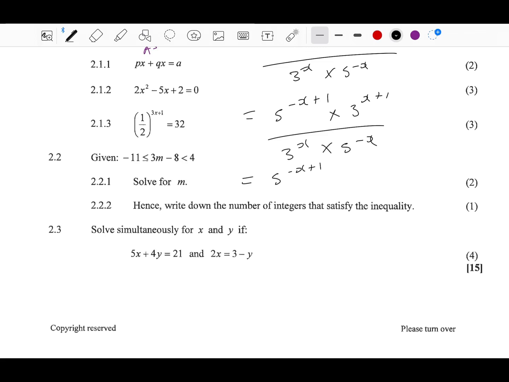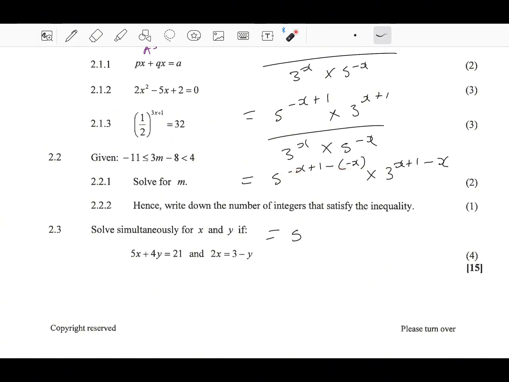Bases are the same, right? So you're looking at bases are the same, 5. So you subtract the exponents. So you're going to have negative x plus 1 minus negative x. You subtract the exponent, so it's already negative x, but don't forget that, so minus negative x. And then times 3, bases are the same, therefore you subtract the exponent. So you have x plus 1 minus x. And now you can just group the like terms. So negative x minus x.